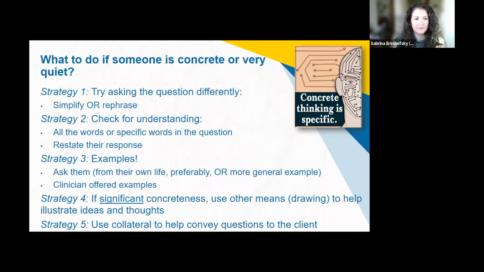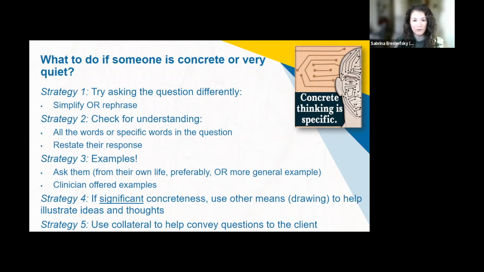So I have these prompt questions. What do you do if someone is really concrete or very quiet? You want to try asking questions differently. Sometimes this might mean simplifying the question or trying to rephrase the question using different terms that may be more understandable. Check in for understanding with the question stem itself or with the response that they're providing, to ask if they understand all the words in the question. Do they need clarification with a specific word? And then can you restate their response in your own words and ask if you are understanding what they're saying?